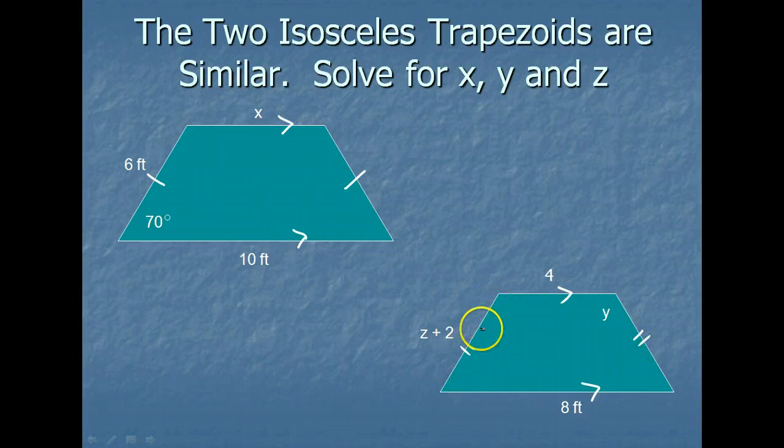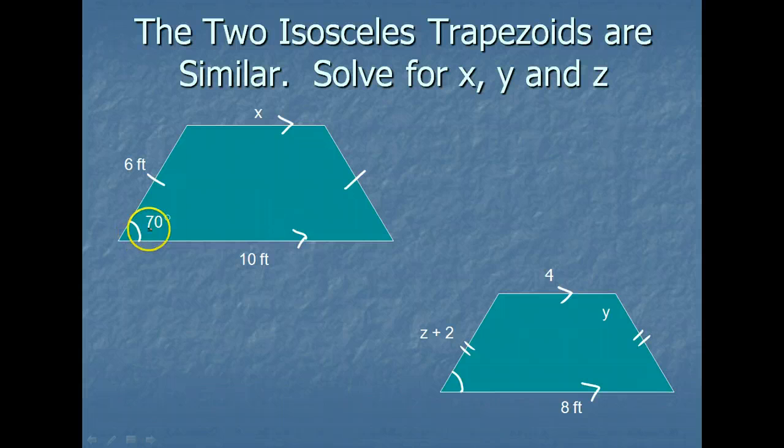But be careful, I want to make sure I use 2 tick marks here so that it looks like this is not congruent to this. If I just use 1 tick mark, these 2 sides would look like they're congruent. Since these two isosceles trapezoids are similar, the corresponding angles will be congruent.